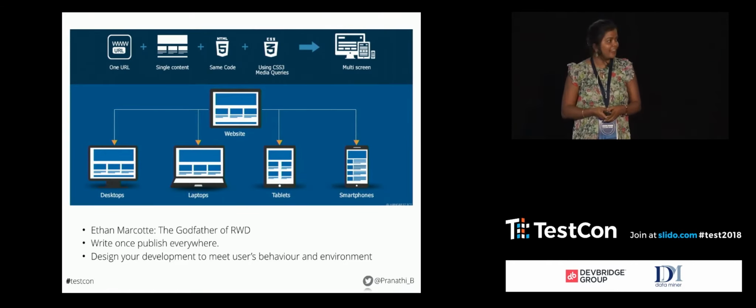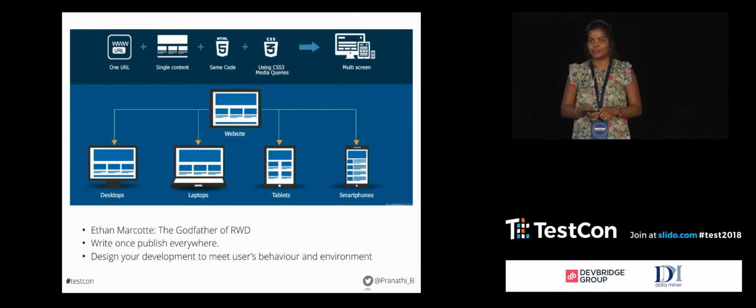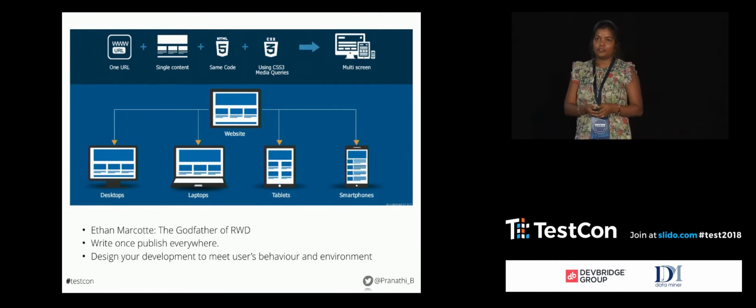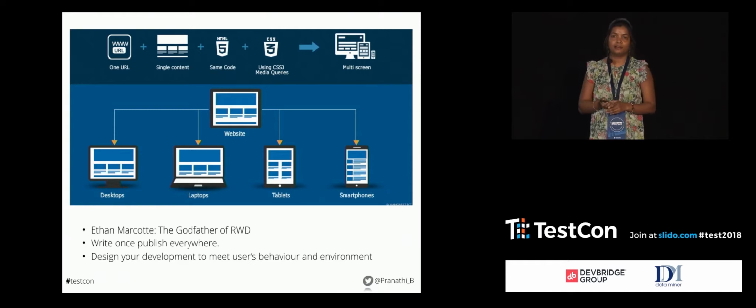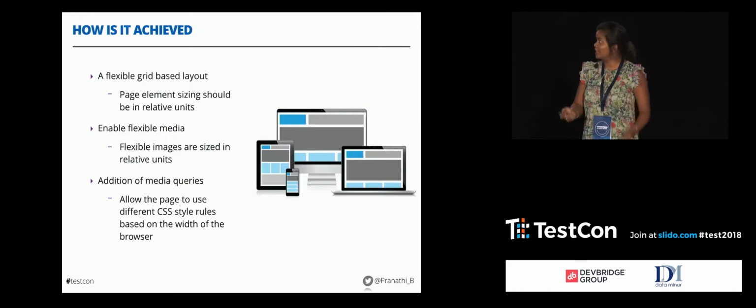Which is not really a fair thing. So people said, we need to find something else that's going to solve this problem for us. That's when Ethan Marcotte proposed something called responsive web design. The concept is very simple: you just have one code base that can be served for different resolutions or different screen sizes. How do we achieve this? Is it even possible? Yep, it is possible by using something called a flexible grid-based layout.